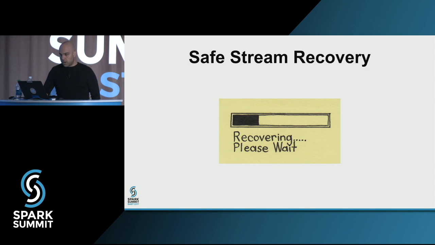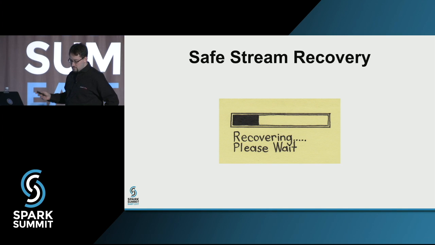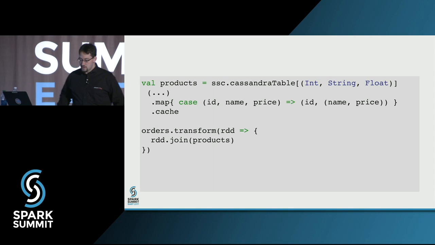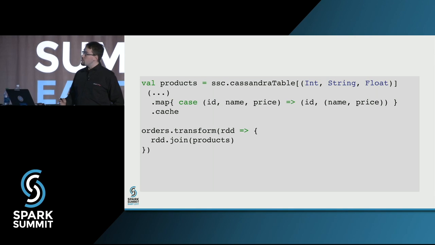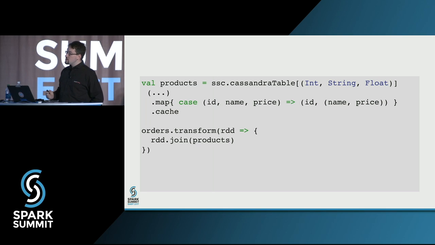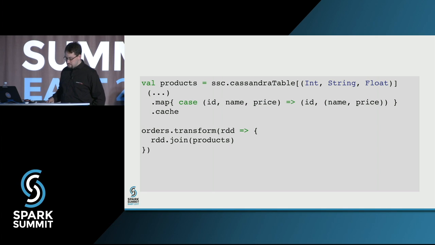Now, let's talk about the safe stream recovery. This was a case where a customer wanted to load from Cassandra, cache it, and then use that data inside of a transformation.